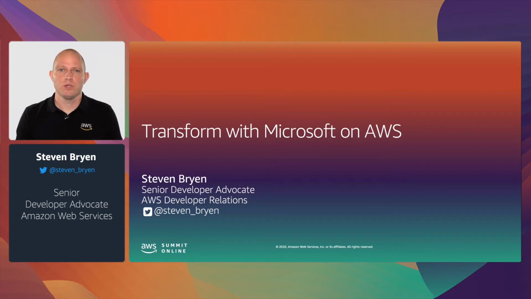In this session, we'll be talking to you about how you can transform your Microsoft workloads, move them to AWS, get advantage of the benefit of the performance, scalability, availability, and also some of the managed features that we have available in the AWS platform to enable you to accelerate your Microsoft workloads in the cloud. So let's dive into it.